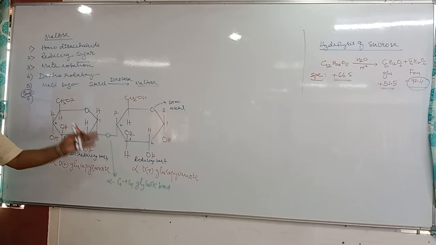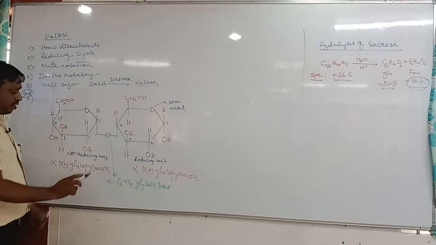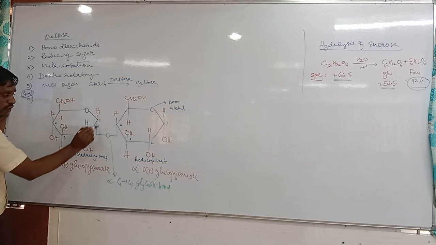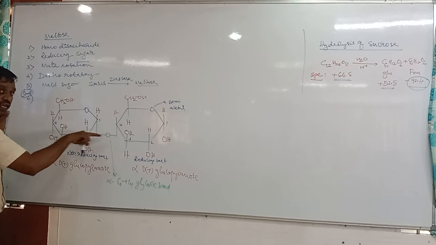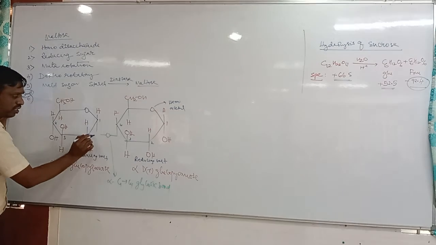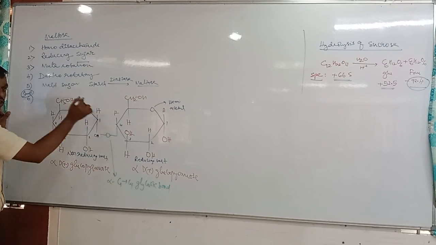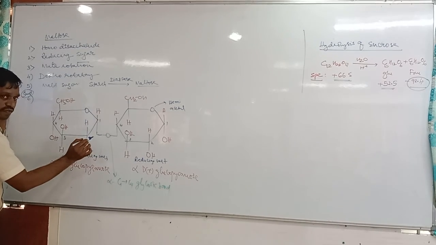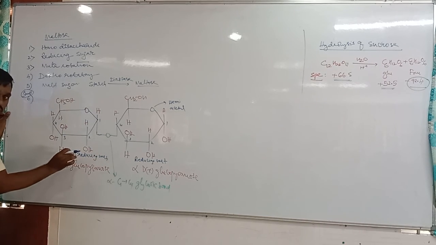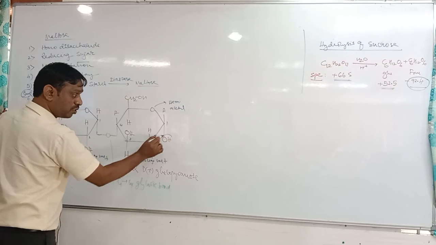Next, can it show mutarotation or not? It can show mutarotation. Why? In this glucose, the first carbon OH was below the plane, and that OH is involved in bonding. The OH could come up or down if it were free, but here the bond is already formed. So alpha and beta interconversion is not possible, because there is no free OH. But here it is possible.